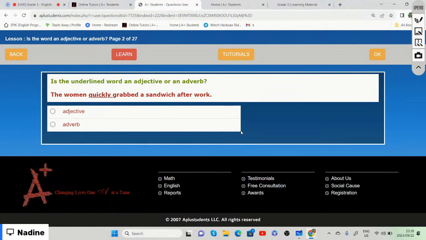So the woman quickly grabbed a sandwich after work. Quickly. All right, so if we choose whether it is an adjective or an adverb, we can say that it is an adverb. It tells us how she grabbed the sandwich, quickly, because grabbed is the verb. So adverb.